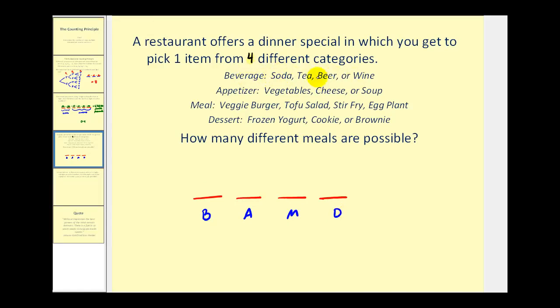Looking at the beverage options, you can see there are 4 possibilities, so there are 4 ways that event can occur. For appetizers, there are 3. For the meal, there are 1, 2, 3, 4 options, or 4 ways to choose the main meal. And for the dessert, we have 3 options. So the product of these will tell us the total number of ways we can select different dinners from this special. Well, 4 times 3 would be 12, times 4 would be 48, times 3 would equal 144. So there are 144 ways to select a dinner under these conditions. Let's go and take a look at one more.